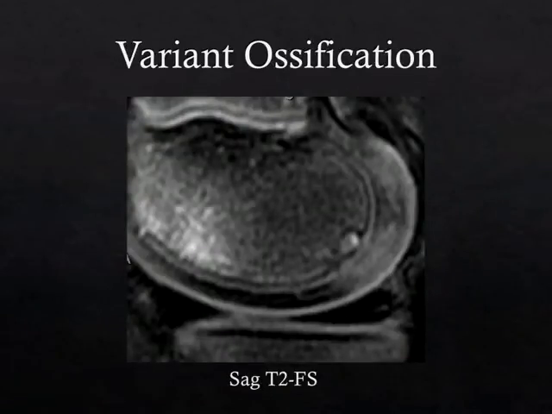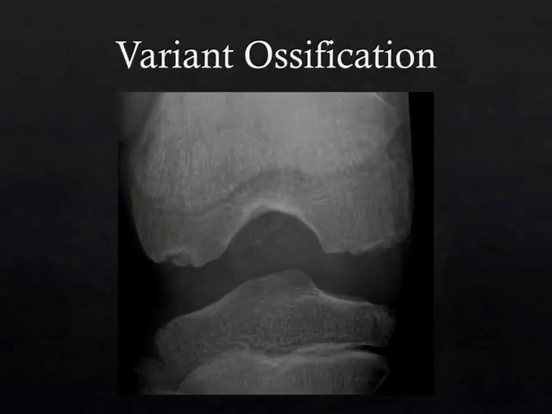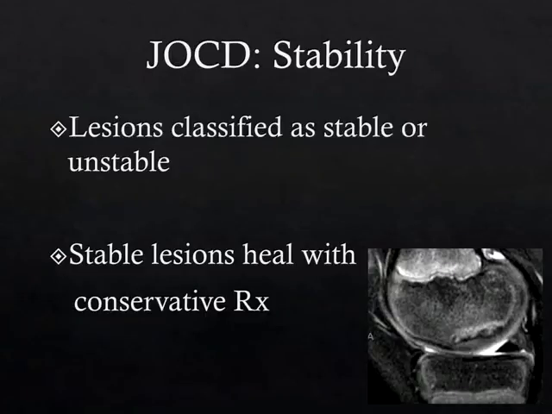Here's an MR in that child demonstrating the intact overlying secondary physis next to that area of subchondral signal abnormality. Here's another example of a kid who was imaged for a laceration. So you can see on the notch view that there's marked irregularity of the subchondral bone posteriorly. Once you've diagnosed a JOCD, you want to classify it as stable or unstable. Stable lesions tend to heal with conservative therapy.